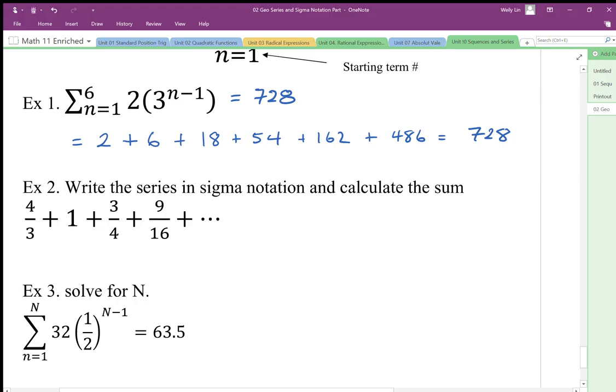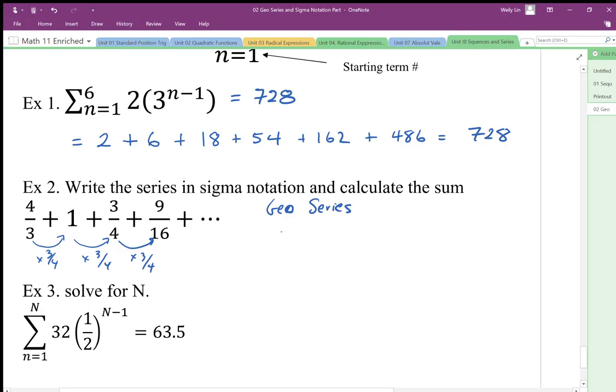So here is another one. We have to check what type of sequence this is. Does it look like it's adding? No, it doesn't look like it's adding or subtracting. Is it multiplying? Well, I can check the multiplying by dividing. So if I divide 1 divided by 4 over 3, my multiplier is times 3 over 4. Dividing those two, yeah, I get a multiplier of 3 over 4. And again, dividing those two, I get a multiplier of 3 over 4. So it looks like this is a geometric series. That's important to recognize, the type of series. And then we can write this in sigma notation and find the sum.